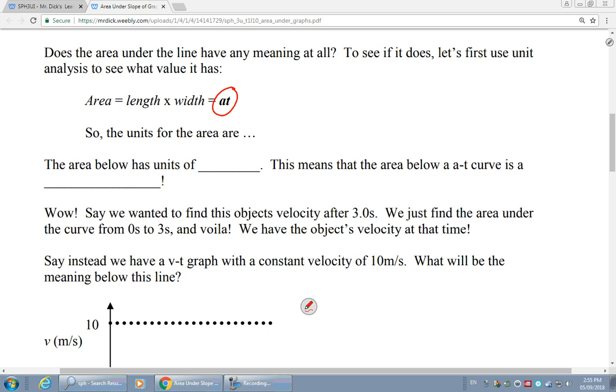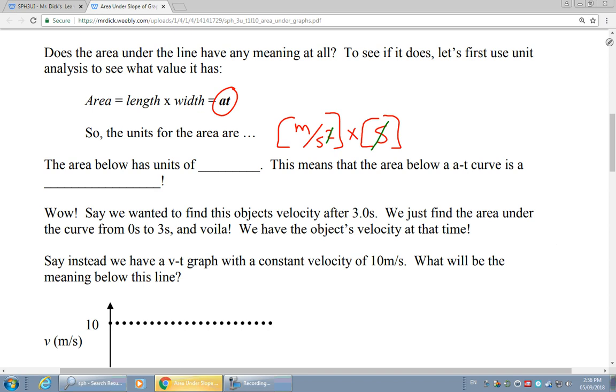So if we just stop and think for a second about what units that would have, well, acceleration has a unit of meters per second squared. We then multiply that by a unit of seconds for time. And when we do that, what actually happens is that one of our seconds cancels out the second power of seconds at the bottom of the meters per second squared. So what we end up having is an overall unit of meters per second.